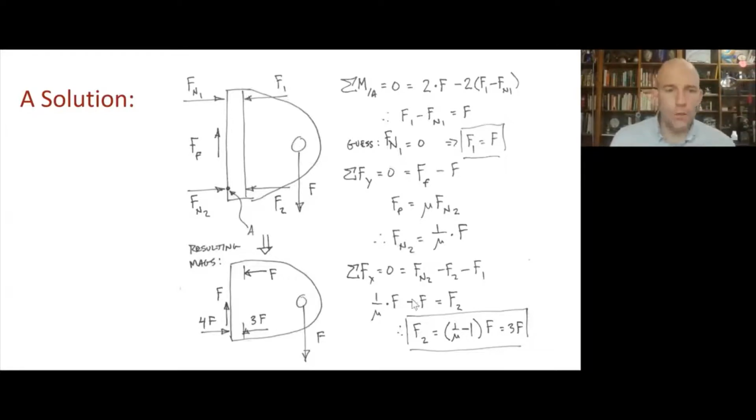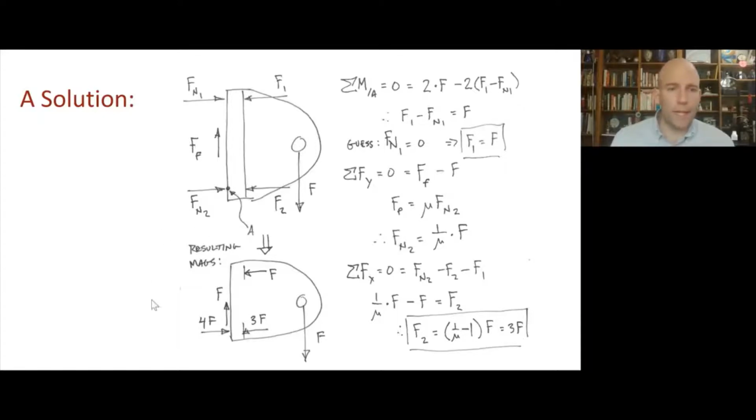And if we substitute in, we'll get that 1 over mu times applied force minus the applied force equals F2. So we can solve now for the force on the bottom set of screws. And it will be 1 over mu minus 1. 1 over mu would be 4, because mu is 1/4. Minus 1 is 3, so 3F.